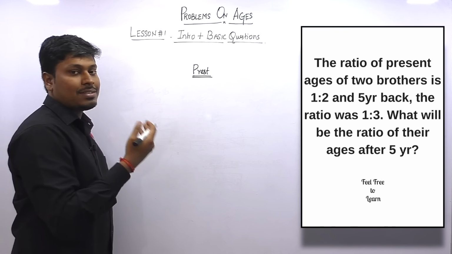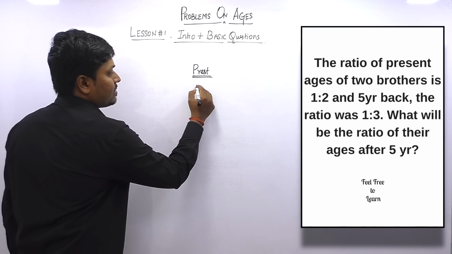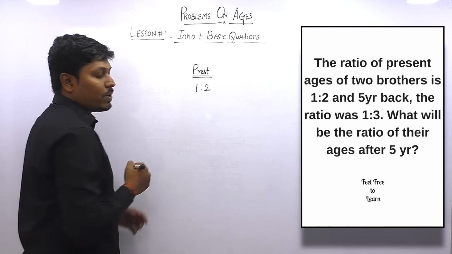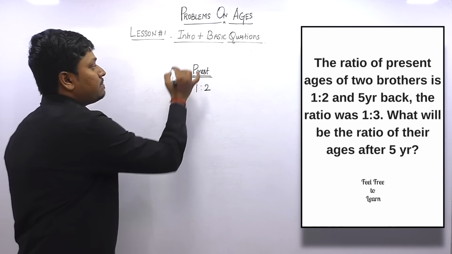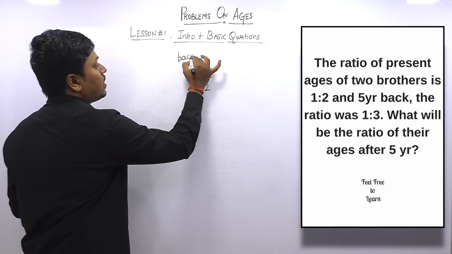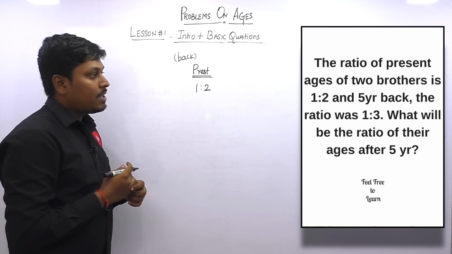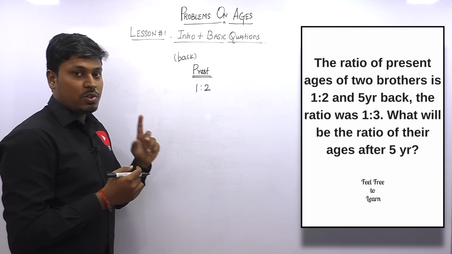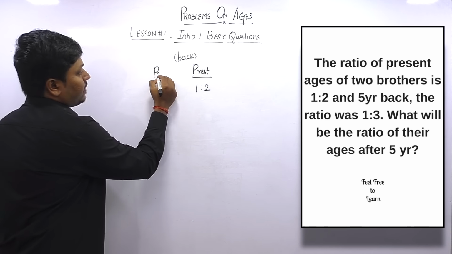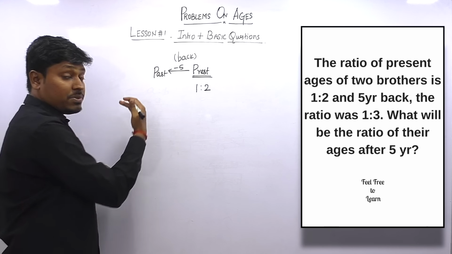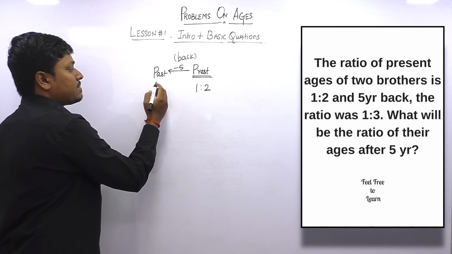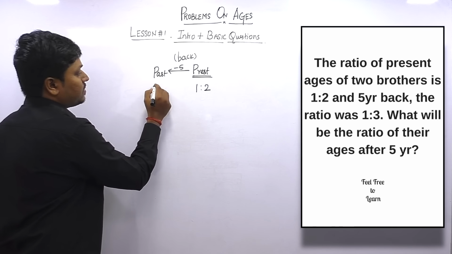Initially they are talking about the present ages of two brothers, which is given as 1:2. And 5 years back, the word back is most important. Now they are talking about the past. So 5 years back the ratio was 1:3. Because it is the past, we need to subtract from the ages.